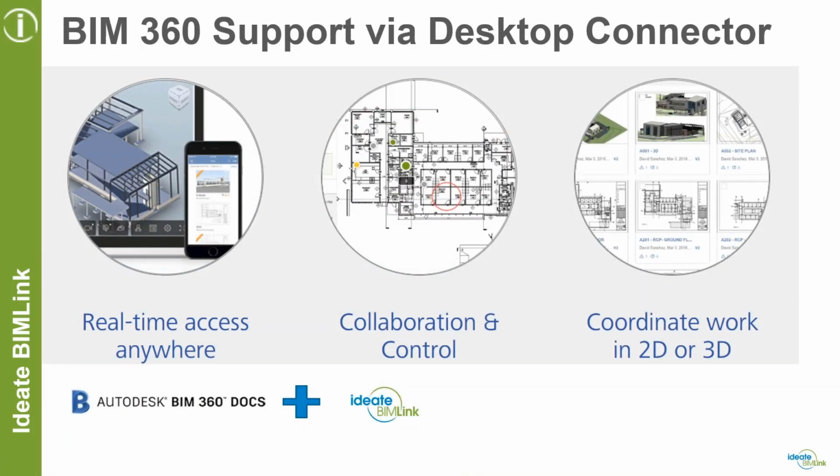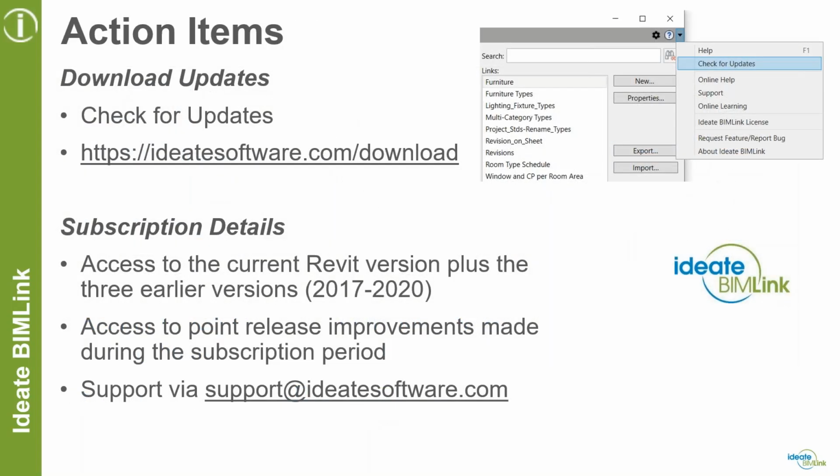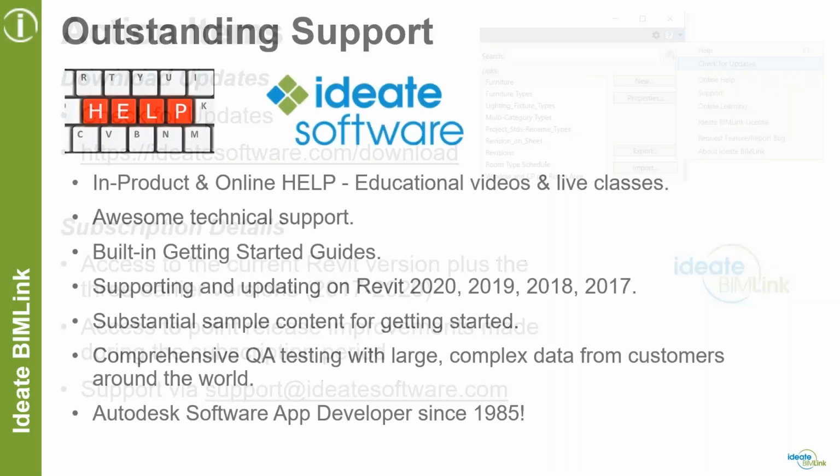Also, I just wanted to mention that we are supporting BIM 360 via the desktop connector link. So that's another important thing. The Excel files can be stored out on BIM 360 via the desktop connector, and then you can import and export information to the desktop connector and have it stored within your project, which is really nice. So be sure to download the updates. As I said, go to the Ideate software website and make sure that you've installed the latest. And as I mentioned, supporting 2017 through 2020.